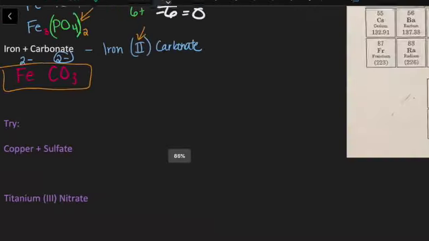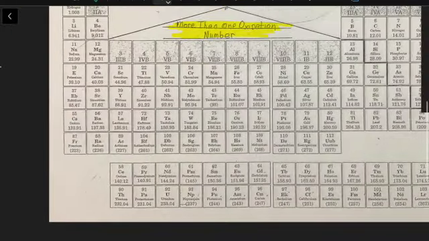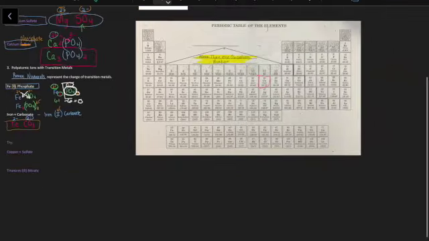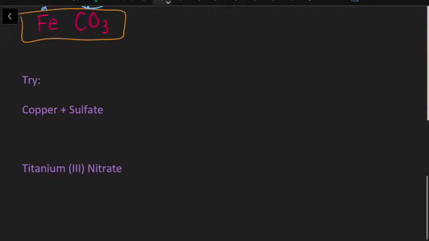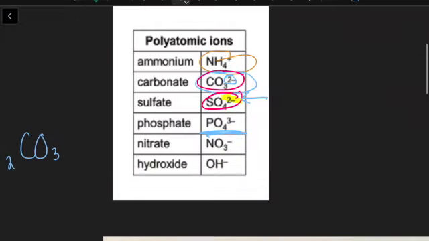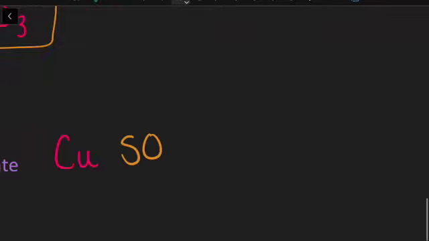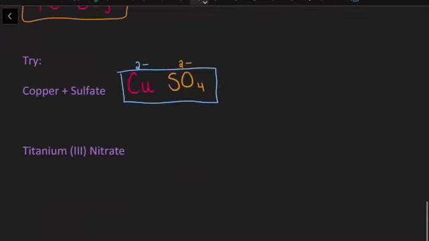Alright, copper sulfate. Copper, I believe, is Cu. Let's double check. Cu, copper, yes. And sulfate is up here on our chart. SO4 with a 2-. And remember, we assume that this copper already has the correct charge, so that will be your formula. That is it.